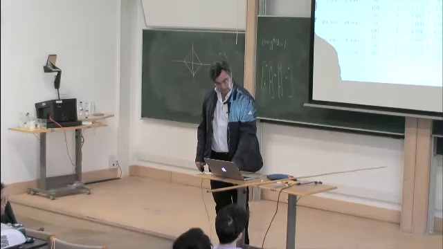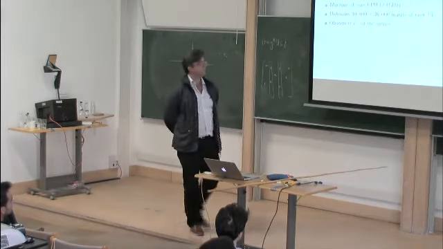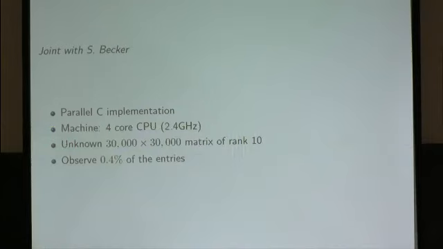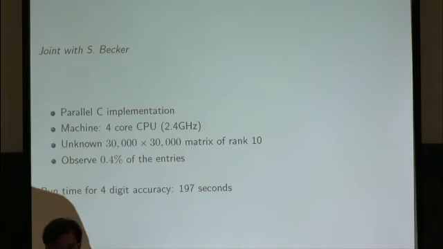Okay, for fun, with my grad student Stephen Becker, we wrote a parallel C implementation on a 4-core CPU to give you an idea of the problem size we looked at on a single machine. We had a 30,000 by 30,000 matrix of rank 10, so we're close to 1 billion entries now. We observed 4.4% of these entries. We ran this algorithm, and we got 4 digits of accuracy in something like 3 minutes and 15 seconds. And it's because we're in this very favorable situation.